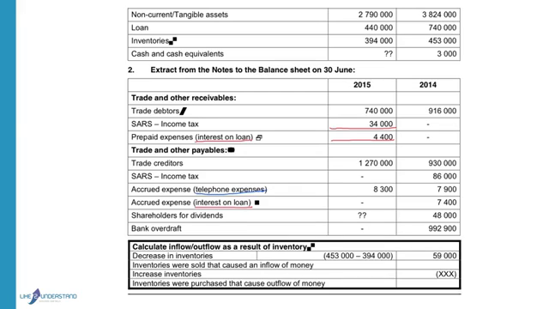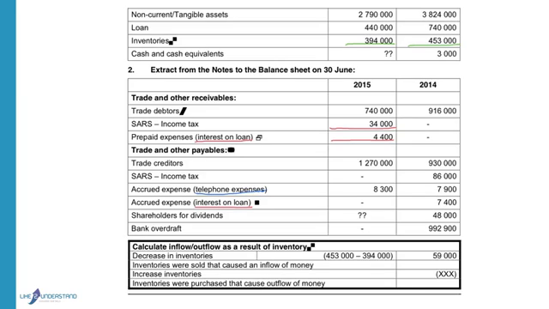If we want to calculate what is the result of the movement of inventory, then we look at our inventory figure and we determine whether there was an inflow or an outflow from the previous year. So in 2014, it was 453,000. In 2015, it's 394,000. That indicates to me that the inventory decreased from 2014 to 2015.